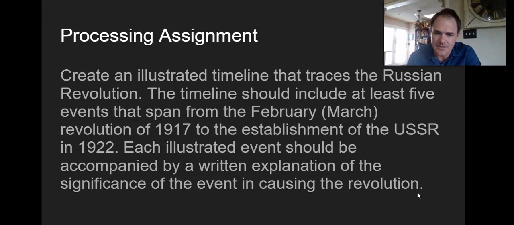5 year span. Illustrated, which means each event needs to have an accompanying illustration. And this is the most important part. Each illustrated event should be accompanied by a written explanation of the significance of the event in causing the revolution. So this is a chance for you to practice that part of essay writing where you're explaining your evidence.